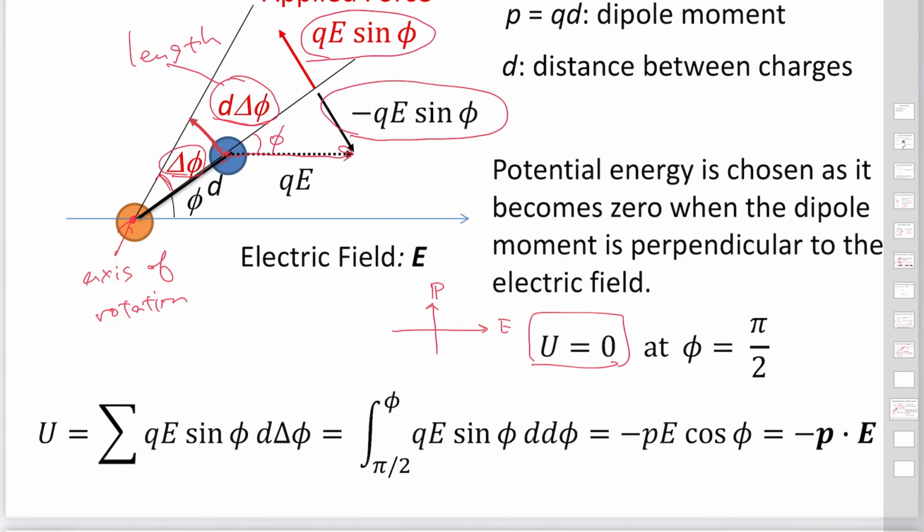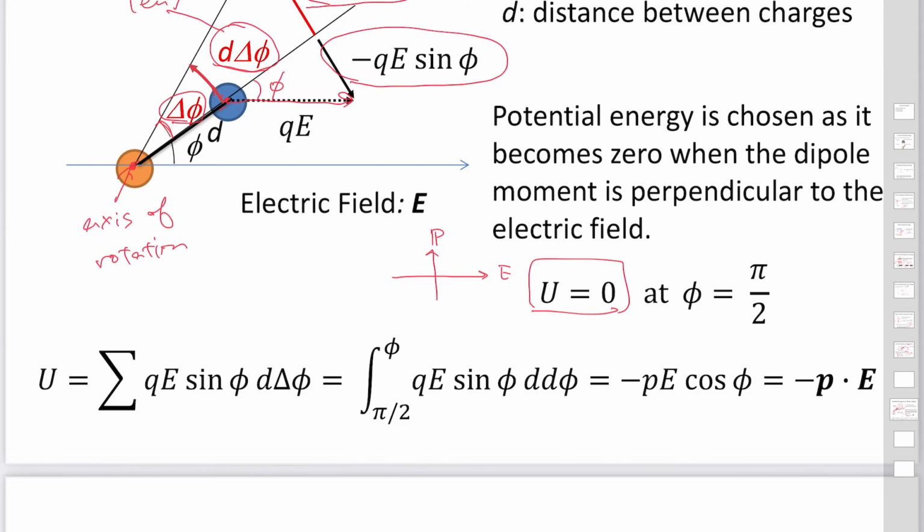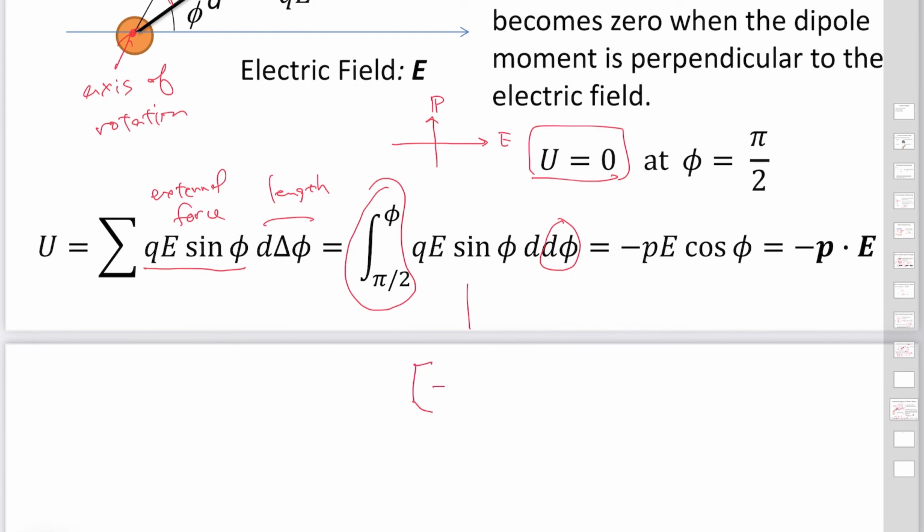Then we'd like to calculate the electric potential energy of the electric dipole. So this is the applied external force times distance, to find the work done by the external force, then expressed with the integral. You can easily integrate. This becomes minus qE cosine phi, integrated over d phi from pi over 2 to phi. You can come to this equation if you use p equals qd. pE cosine phi can be expressed with the scalar product p dot E. I have shown you how to calculate the potential energy of an electric dipole in this lecture.